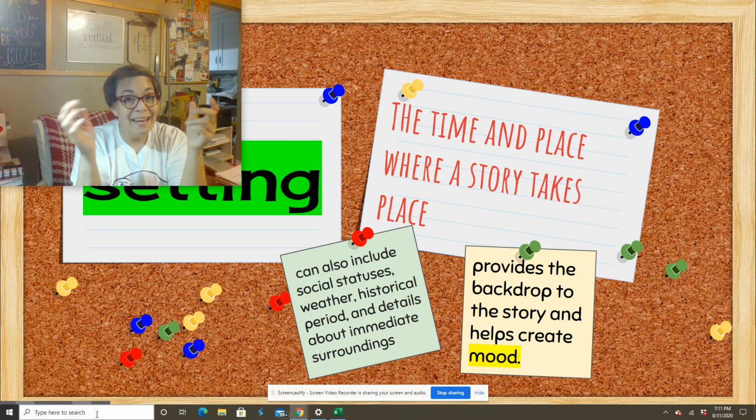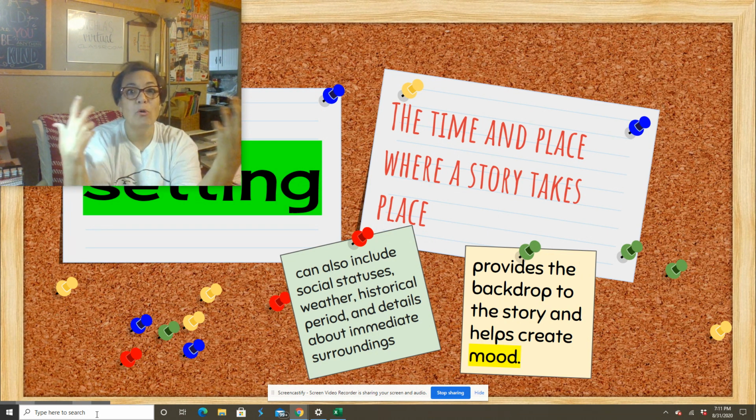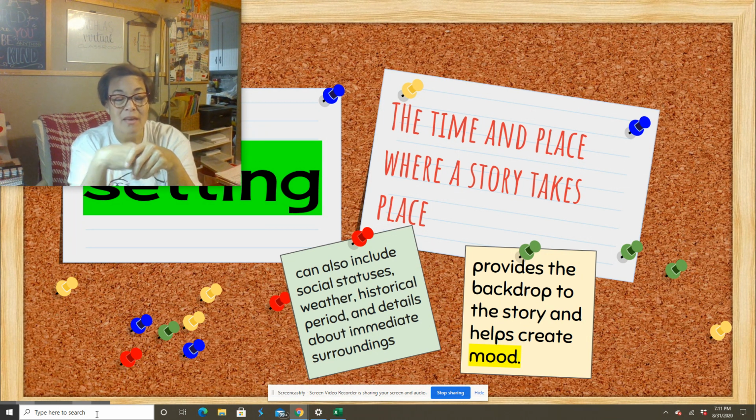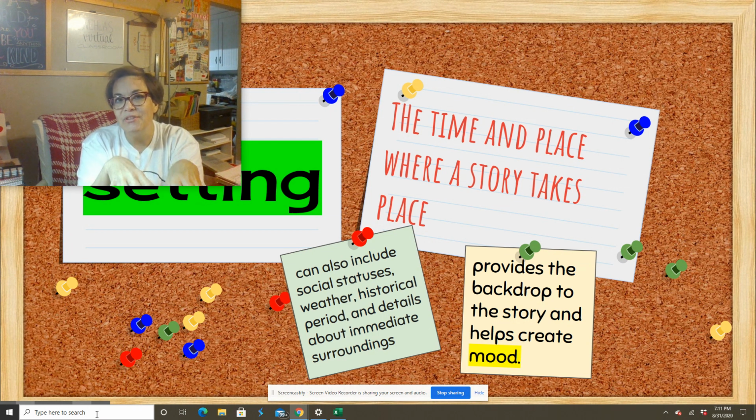Okay, so in the story, The Sniper, we can talk about social status. They're both soldiers, so that gives us some stuff that we can take inferencing from. The next thing it also does is give us a backdrop for our mood. So in The Sniper, because we know it's the war, it's got a tense setting. And being in the war, that makes sense.